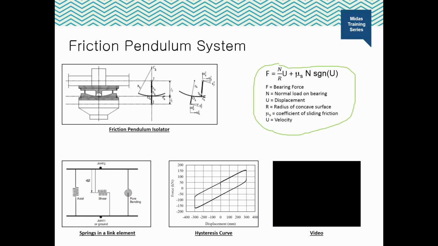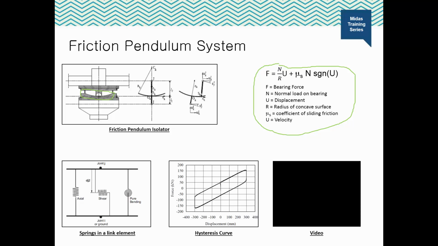Now here, this friction pendulum system consists of a concave surface. The concave surface can be upwards or downwards. In both the cases, the behavior of the bearing will be similar. The radius of this concave surface will affect the restoring force generated due to a certain displacement.